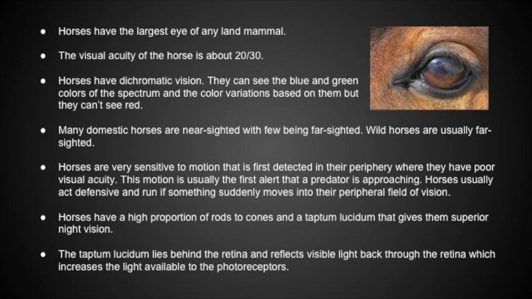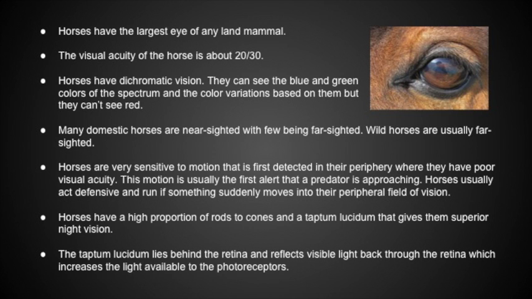Horses have the largest eye of any land mammal. The visual acuity of a horse is about 20/30. Horses have dichromatic vision. This means that they can see blue and green colors of the spectrum, but they can't see red. Many domestic horses are nearsighted, while wild horses are usually farsighted.